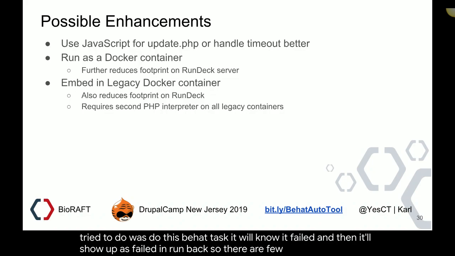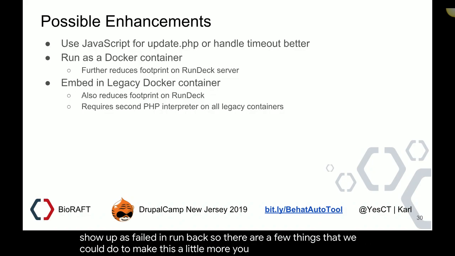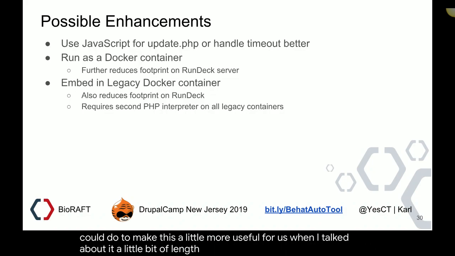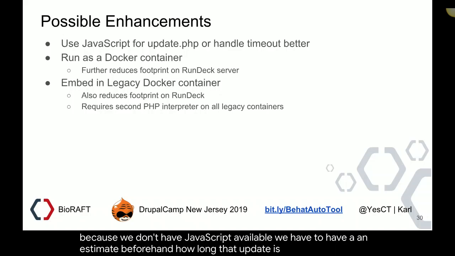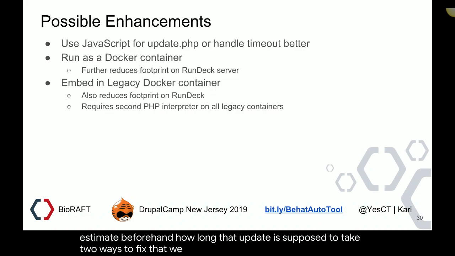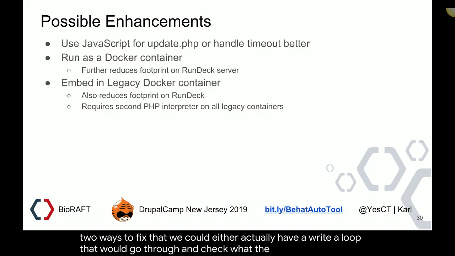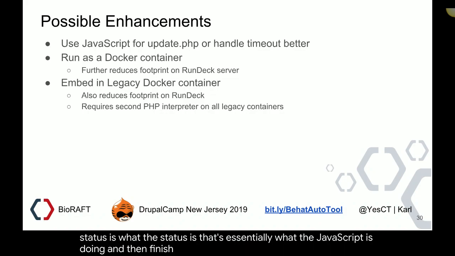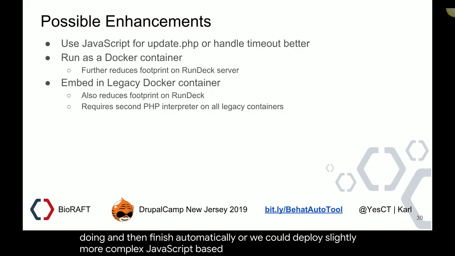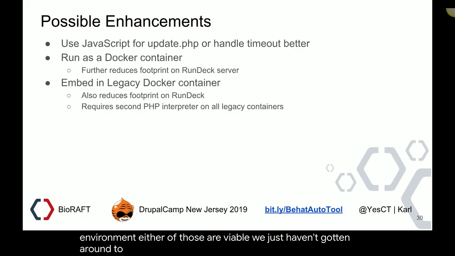So there are a few things that we could do to make this a little more useful for us. What I talked about at a little bit of length is when we're running the updates, because we don't have JavaScript available, we have to have an estimate beforehand how long that update is supposed to take. Two ways to fix that. We could either actually write a loop that would go through and check what the status is. That's essentially what the JavaScript is doing. And then finish automatically. Or we could deploy a slightly more complex JavaScript-based driver for the make environment. Either of those are viable. We just haven't gotten around to doing either of them.